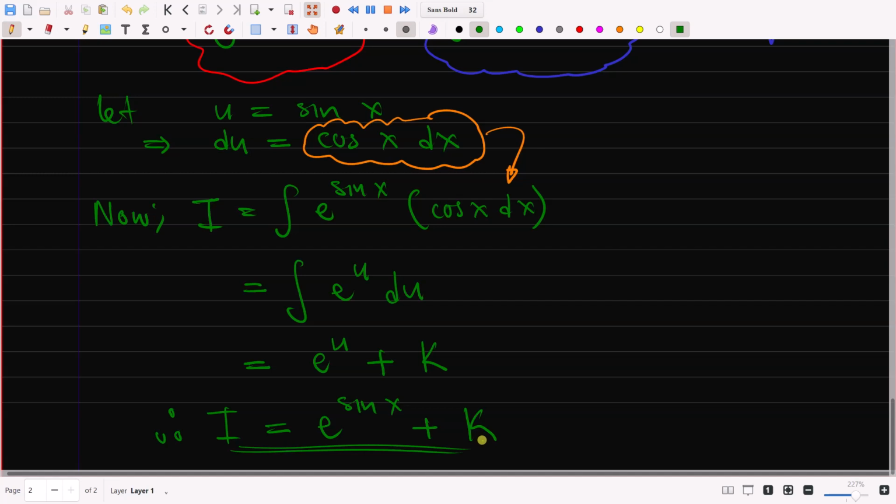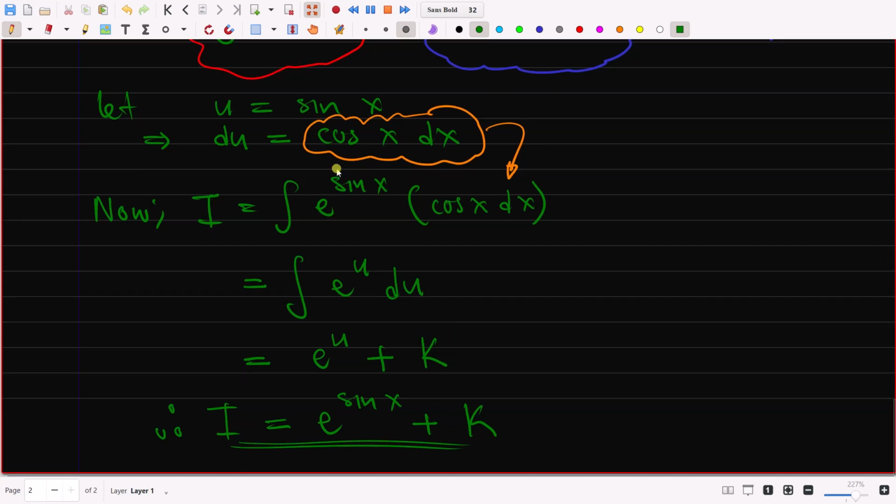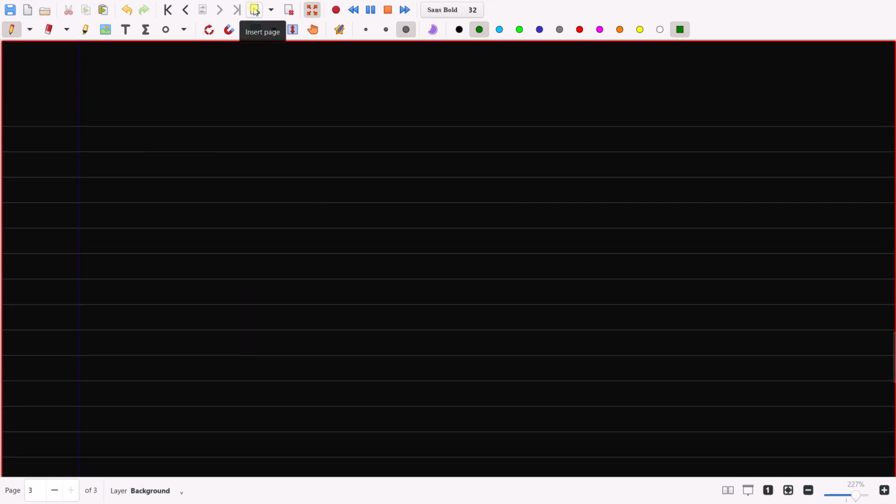So this is how you perform integrals using substitution. It's all about looking at the two functions involved, either in a quotient or in a product, and then seeing who can replace who. You see, who can replace who. So let's look at one more last example.